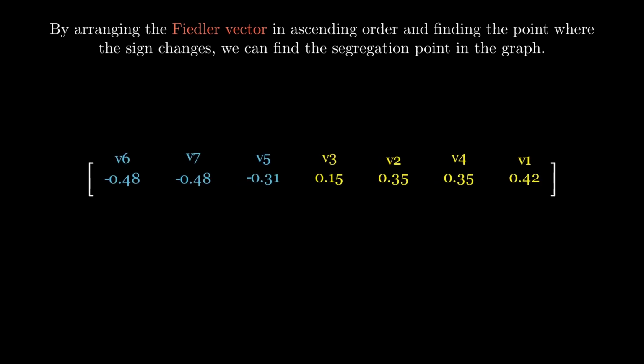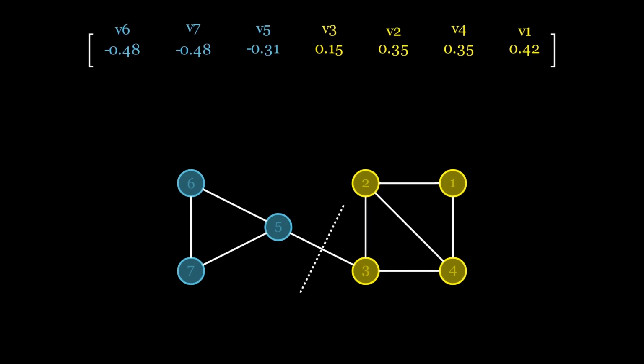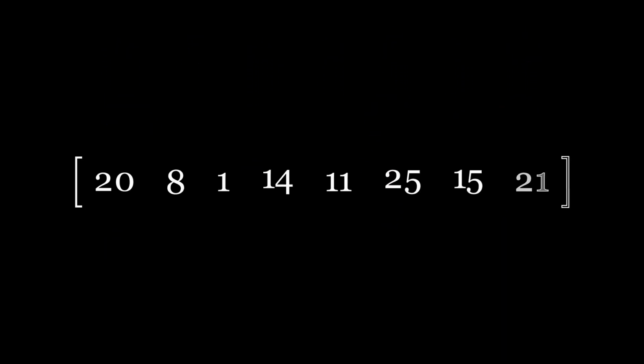In our graph, the segregation point is between node 5 and node 3. Thus, we can form two clusters, one with negative signs and the other with positive. And with this, the clustering problem has been solved.